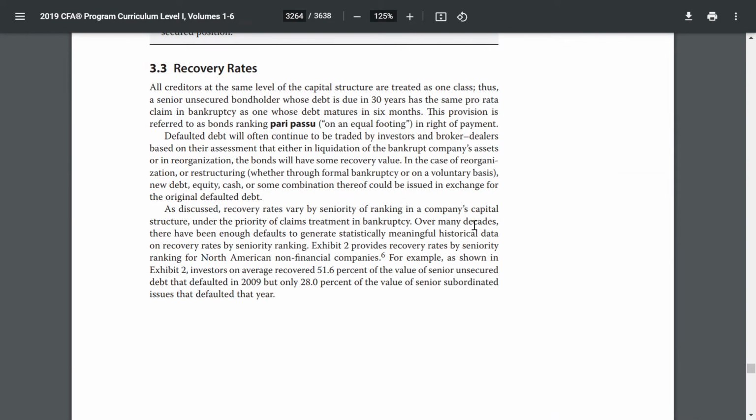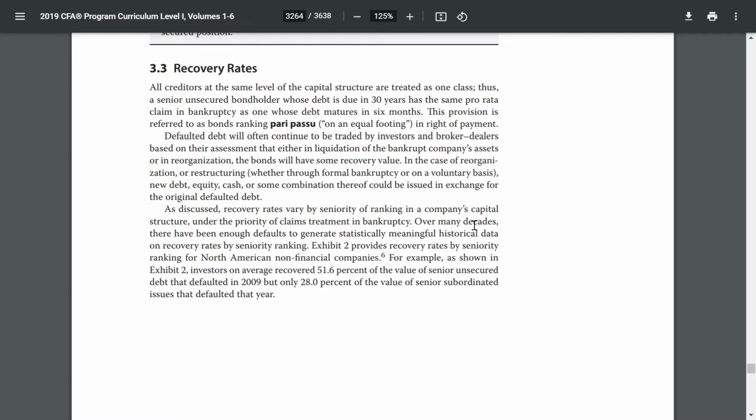Recovery rates: all creditors at the same level of the capital structure are treated as one class. Thus, a senior unsecured bondholder whose debt is due in 30 years has the same pro rata claim in bankruptcy as one whose debt matures in 6 months. This provision is referred to as the bond ranking pari passu, or equal footing, in the right of payment.